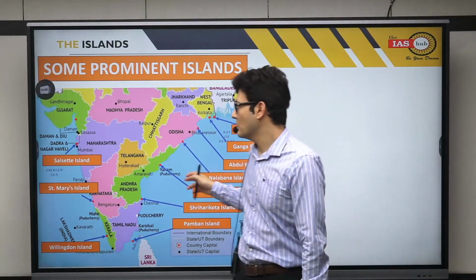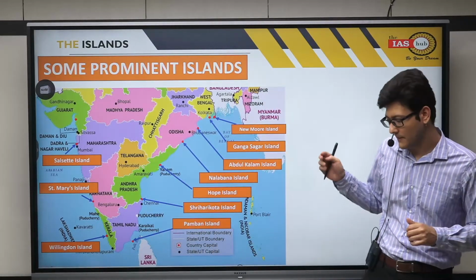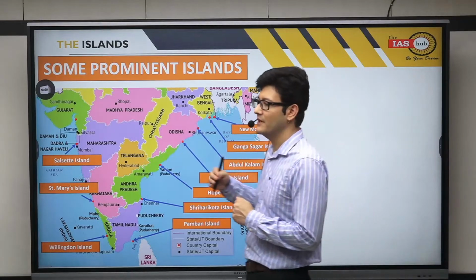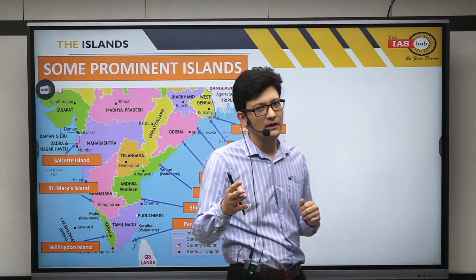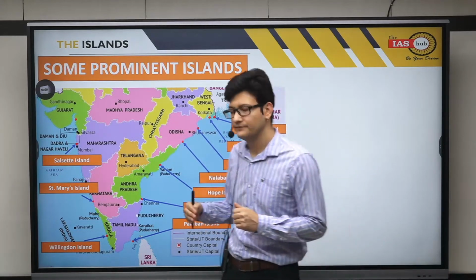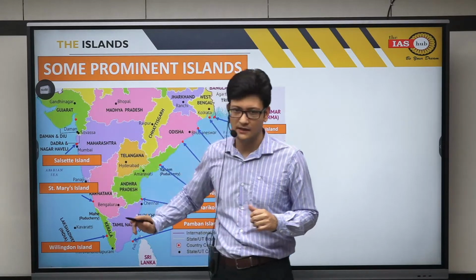Then moving on to the north, we have Salsette Island. Salsette Island lies in Mumbai, between the Vasai Creek and the Thane Creek. On the northern side you have Vasai Creek, and on the southern side we have Thane Creek. So between Vasai Creek and Thane Creek lies Salsette Island.